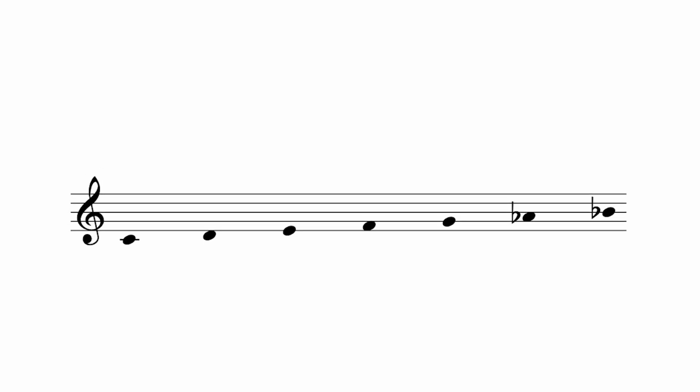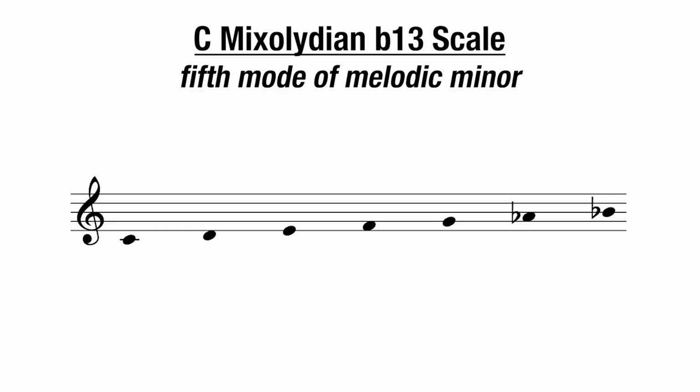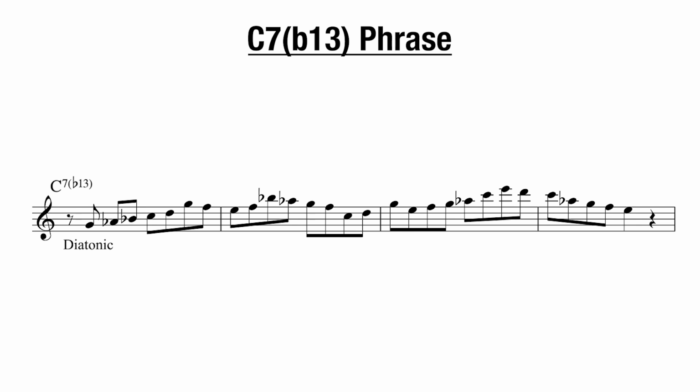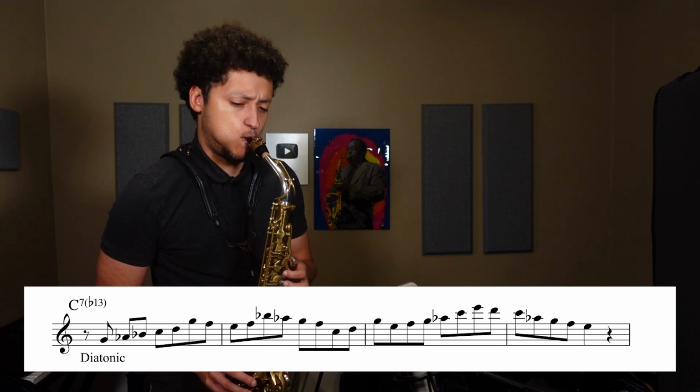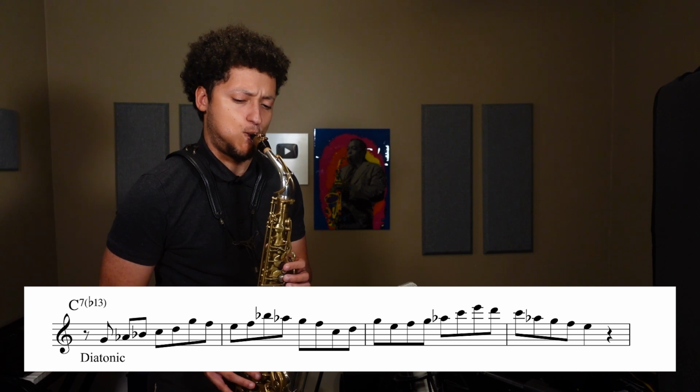The scale that utilizes all these specific notes is the Mixolydian flat 13, which is the 5th mode of melodic minor. All of the notes of our lick here utilize this scale. Let's hear it one more time. Incredible! Well, everybody, that concludes our 6 dominant chords. Now, you can understand any dominant chord that's thrown in your way by any lead sheet.